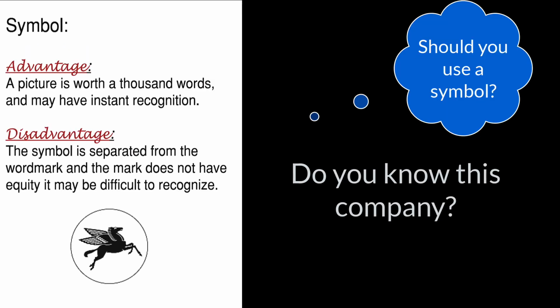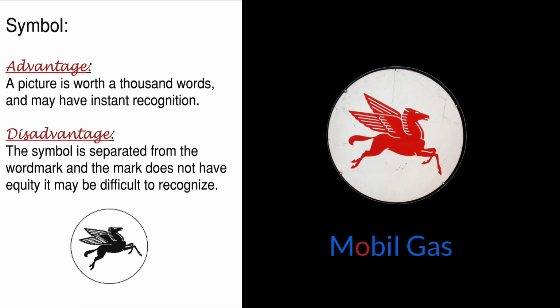The advantage of using a symbol as part of your logo is that a picture is worth 1,000 words and may have instant recognition. The disadvantage is that if the symbol is separated from the word mark and the mark does not have equity, it might be difficult to recognize. For example, do you know what company this logo represents?